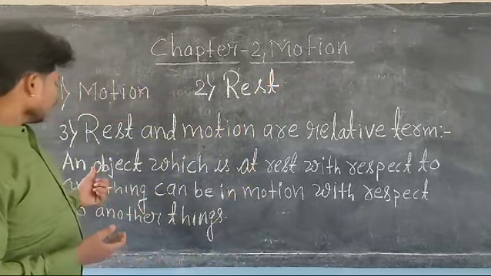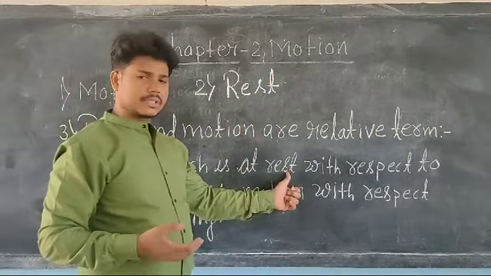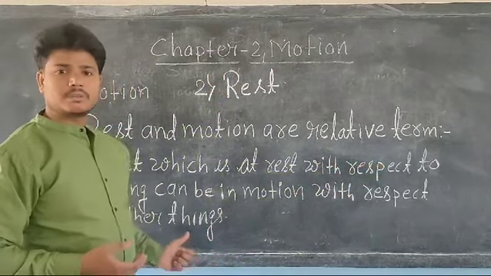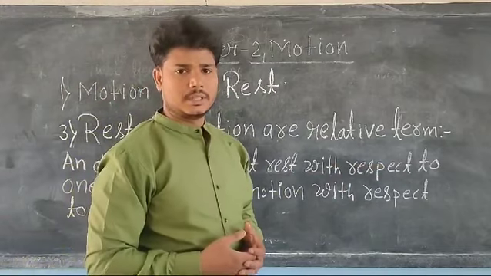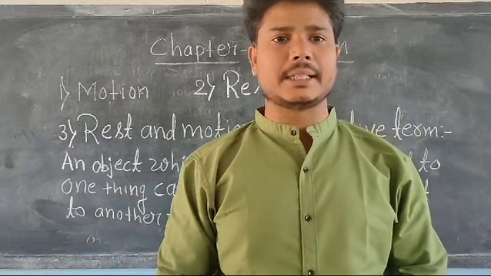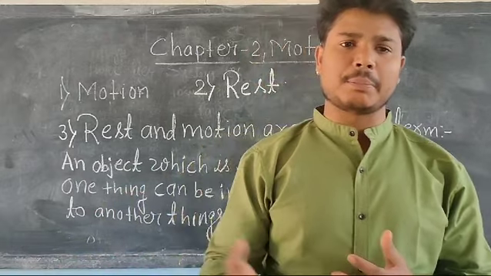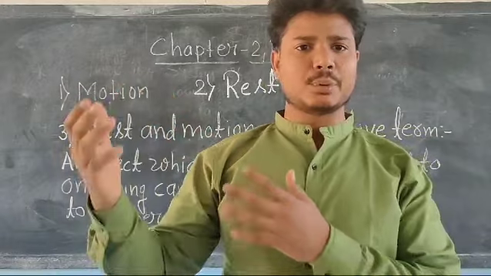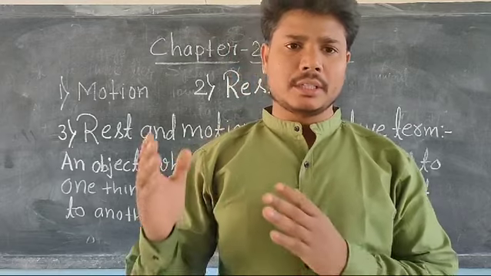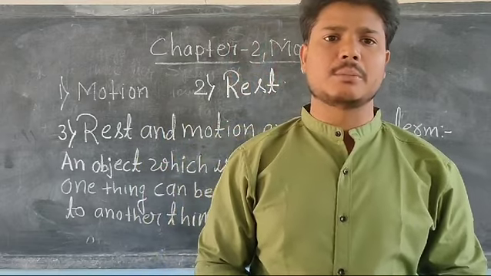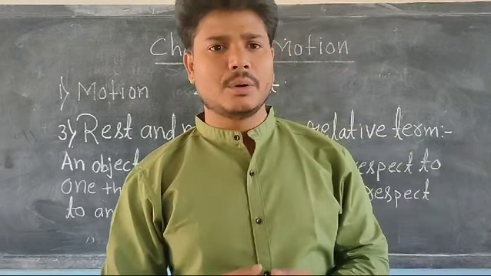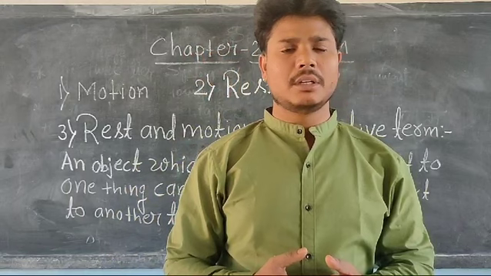Now see, an object which is at rest with respect to one thing can be in motion with respect to another thing. Just now I have taken the example of what? A person sitting inside the car can have two things, that is rest as well as motion. So we can say that rest and motion are relative terms. Hope you all have understood why rest and motion are called relative terms.